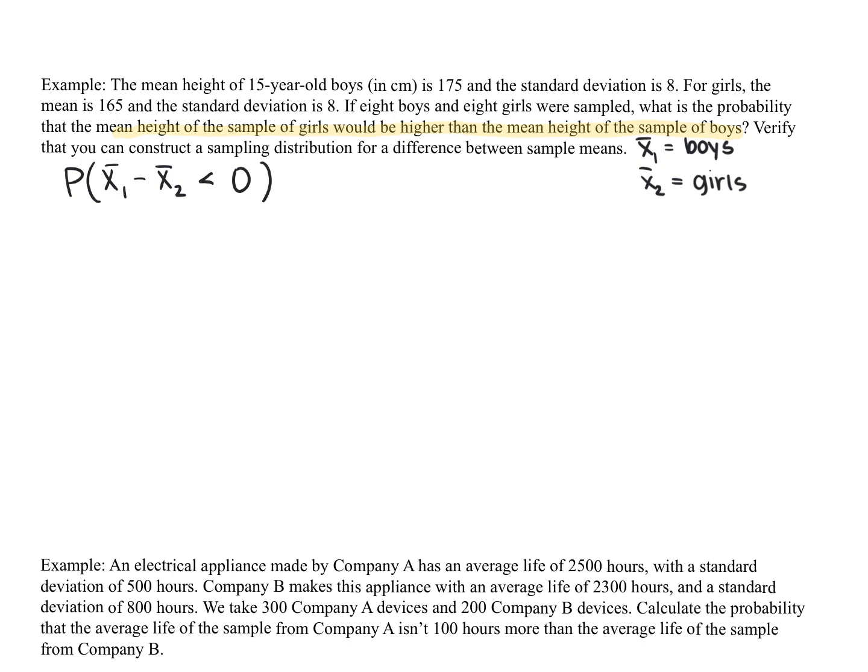Now we're going to check our conditions. So first I'm going to check random. It doesn't specifically say random. It said 8 boys and 8 girls were sampled. We'll just go ahead and assume they were sampled randomly.